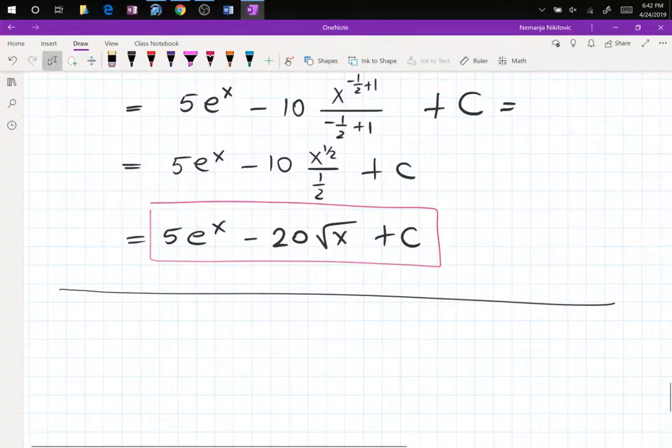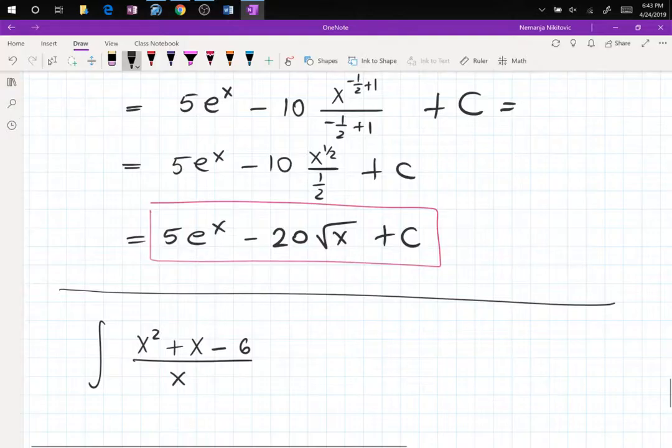And the last example, with something a little bit spicier, and then we'll switch to 5.1, is the integral of x squared plus x minus 6 divided by x minus 2 dx.